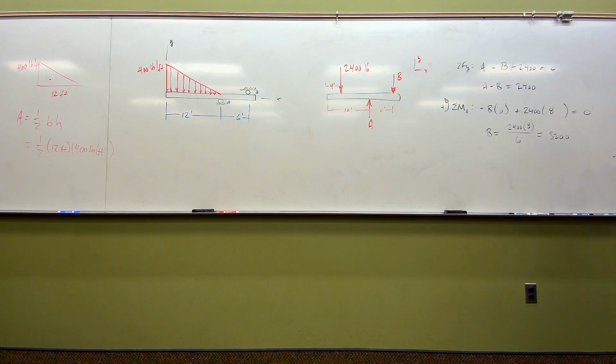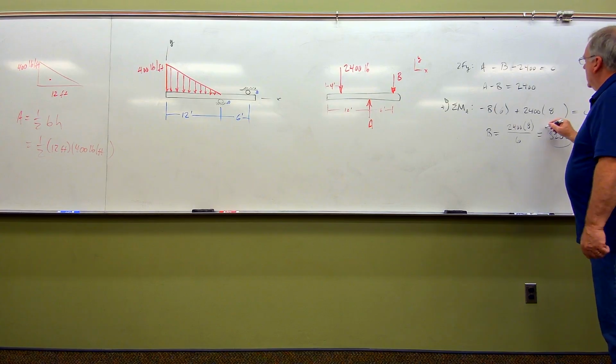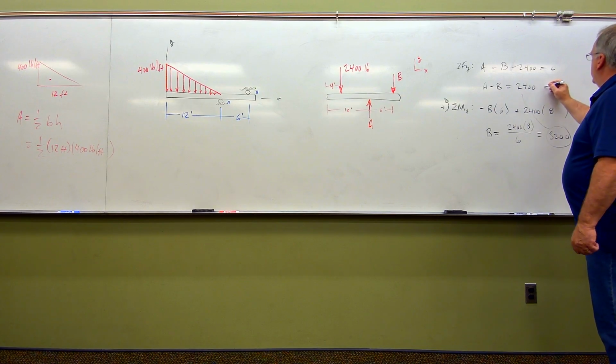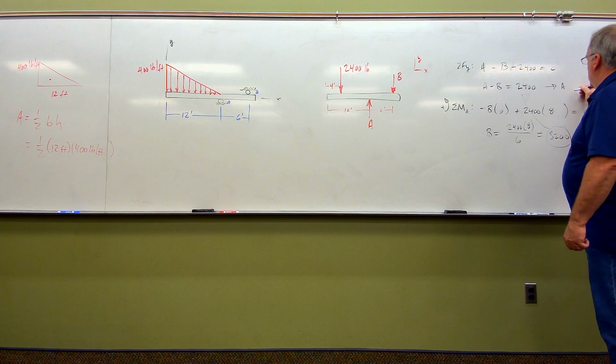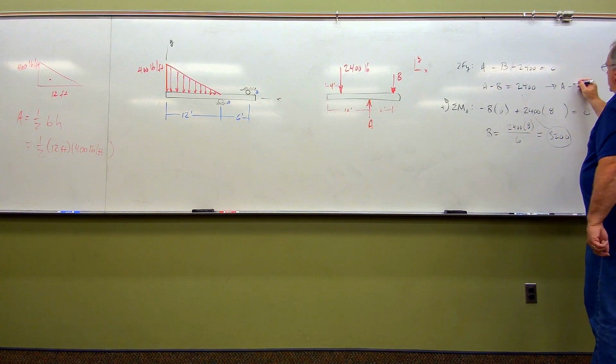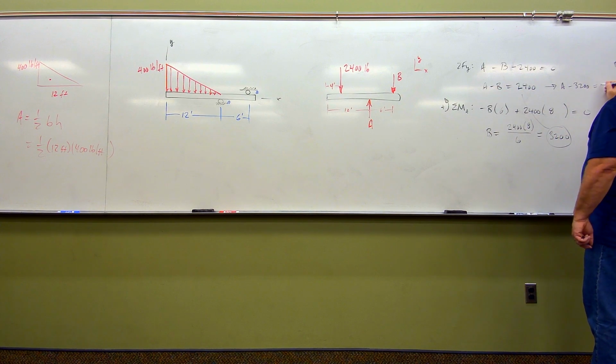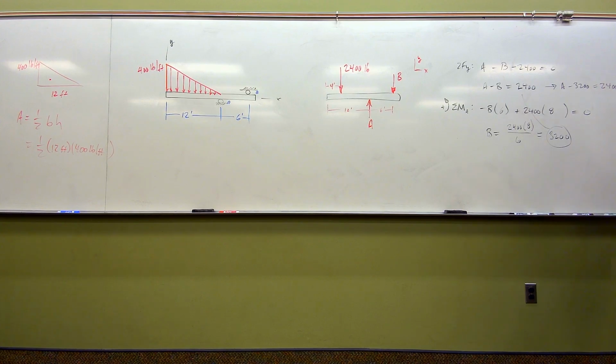If I bring this now up to here, from this equation we got A minus B, so minus 3,200 is equal to 2,400. And it's a pretty quick thing to see that A then, as I move the 3,200 over to the other side of the equal sign, becomes positive. So therefore A is equal to 5,600 pounds. And with that, the problem is solved. Just like that.